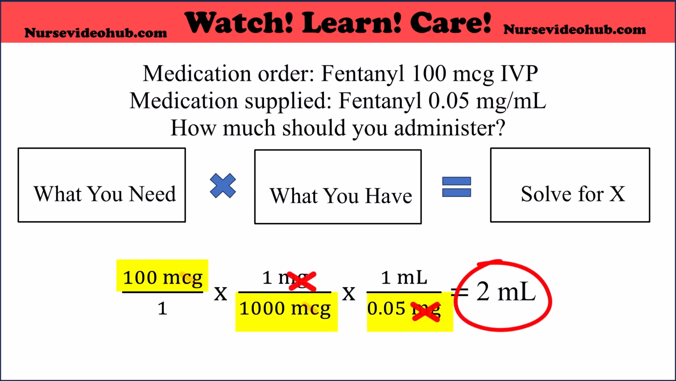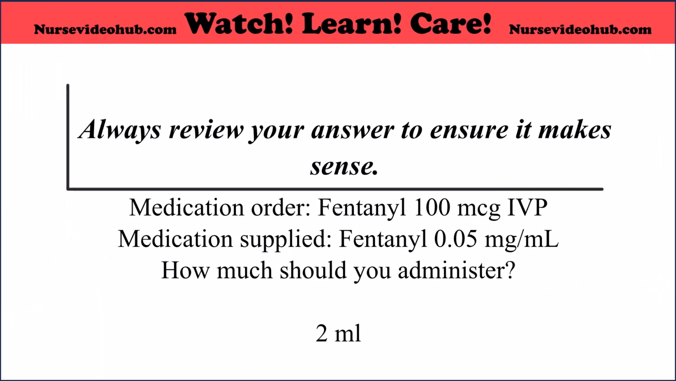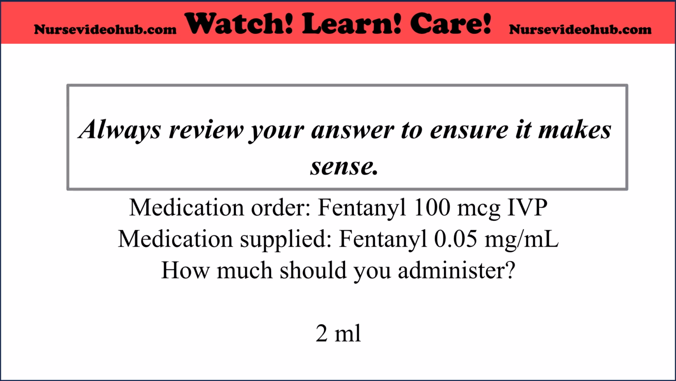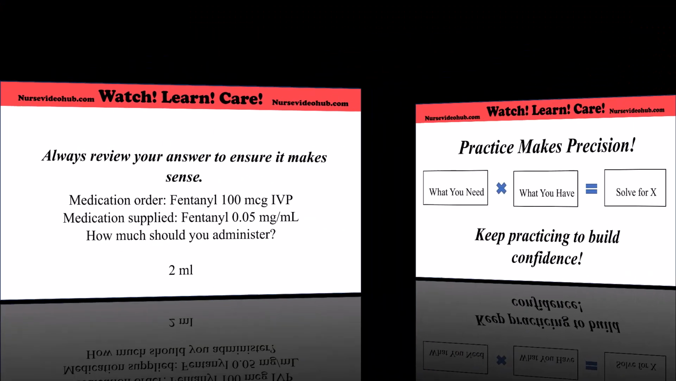The milligrams and micrograms canceled out, leaving you with milliliters. You would administer 2 milliliters of the medication to deliver a dosage of 100 micrograms or 0.1 milligrams. Always review your answer to make sure it makes sense. The reverse method is to multiply 2 milliliters, the amount to be administered, by 0.05 milligrams, the concentration available, which equals 0.1 milligrams, the prescribed dose.